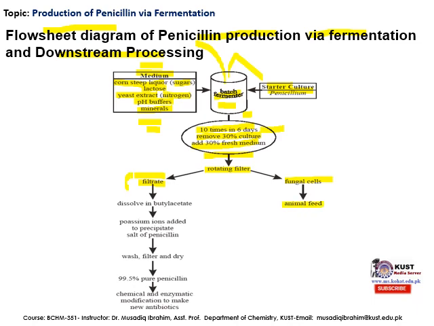Now the filtrate contains the important ingredient, which is the penicillin, and here the downstream processing steps are followed. First of all, the filtrate is dissolved in butyl acetate. Then afterwards the potassium ions are added to precipitate the salts of penicillin. Then is the wash, filter and dry step, after which you can get 99.5% pure penicillin.